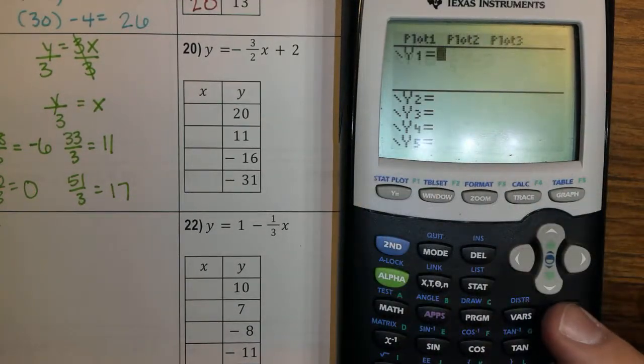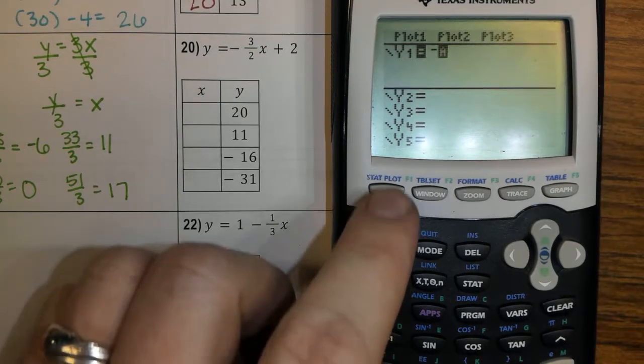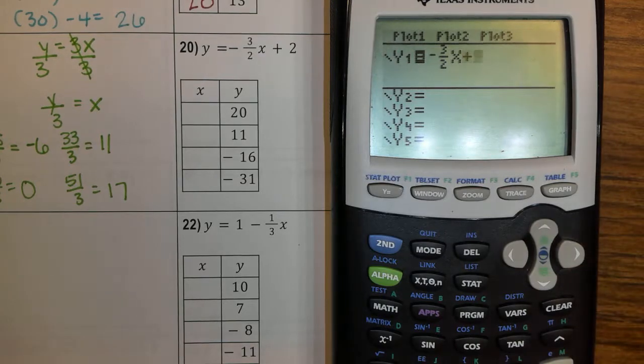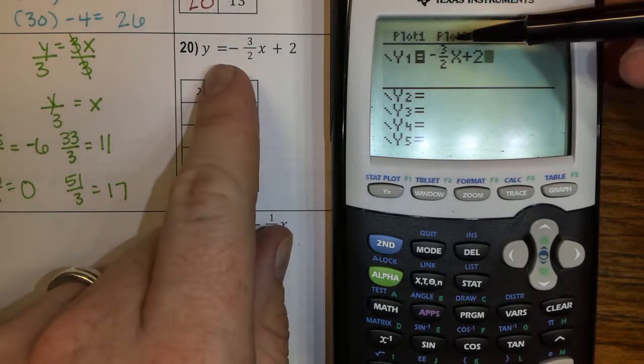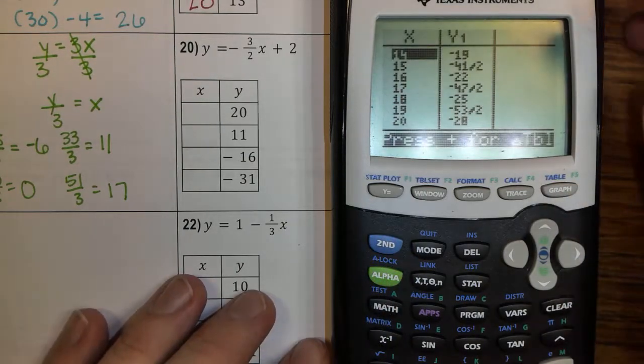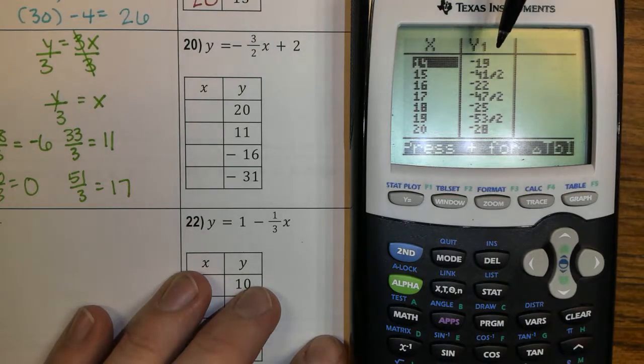Let's do that in the calculator. That way you can at least see me do it more than one time, because sometimes if this is what you want to do, this is how you do it. So I have negative 3 over 2x plus 2. All right, second graph. And again, I'm looking for these values, the y on here, on the right side.